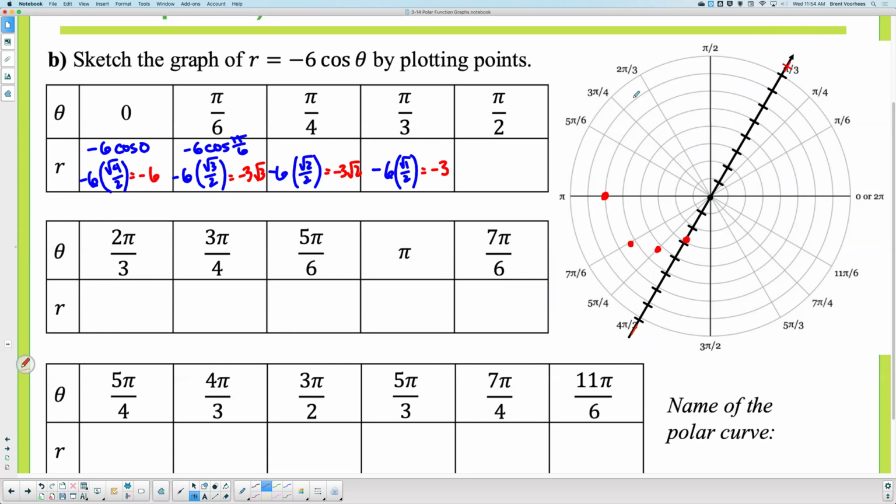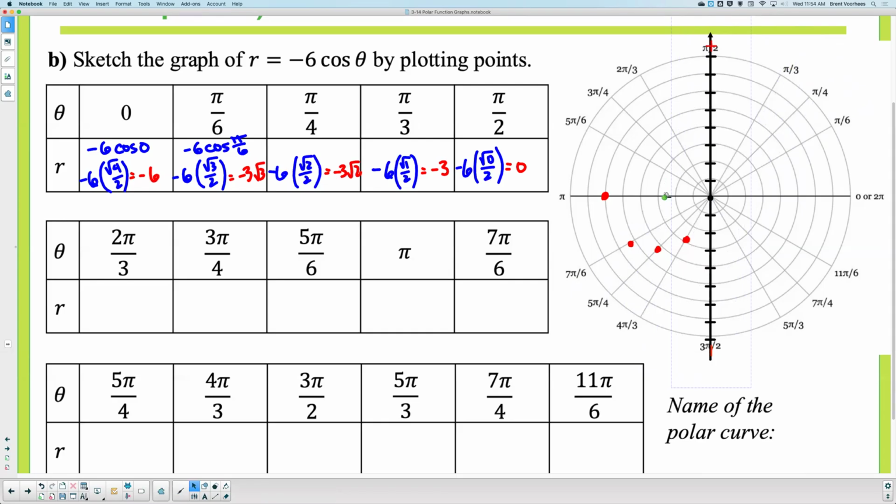At pi over 2, cosine is going to be 0. Whoops, wrong color. It's the square root of 0 over 2, which reduces to be 0. -6 times 0 is 0. That means at pi over 2, the graph hits the pole, hits the origin. Right there. So we've completed half of the circle.